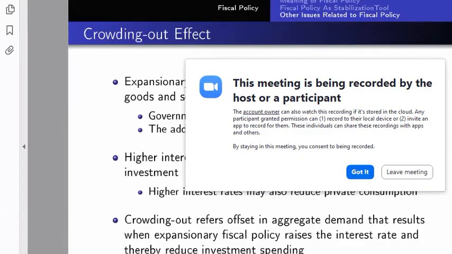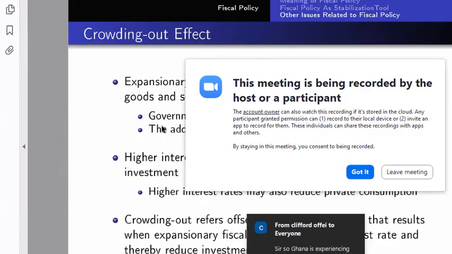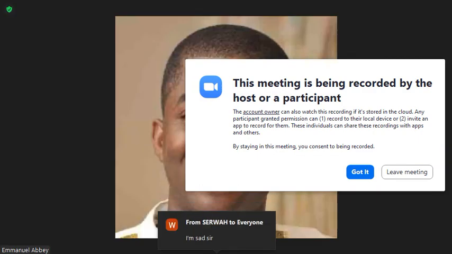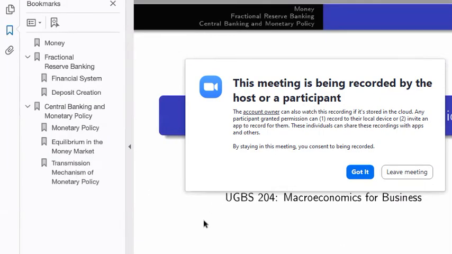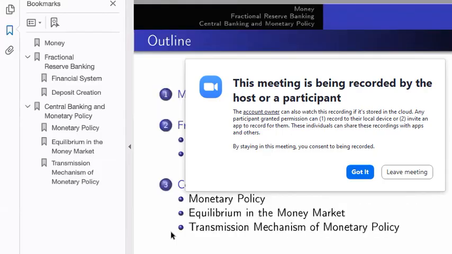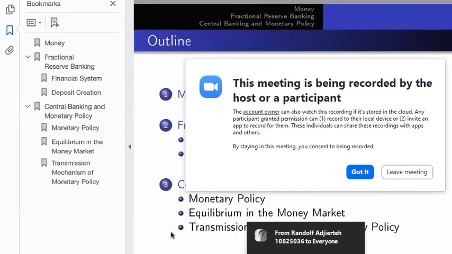Let me start with what we are supposed to be doing on Thursday. I have about 100 slides on that. So now what we've dealt with earlier on was fiscal policy. At least let us define what money is. And when we get to fractional reserve banking, we stop there.